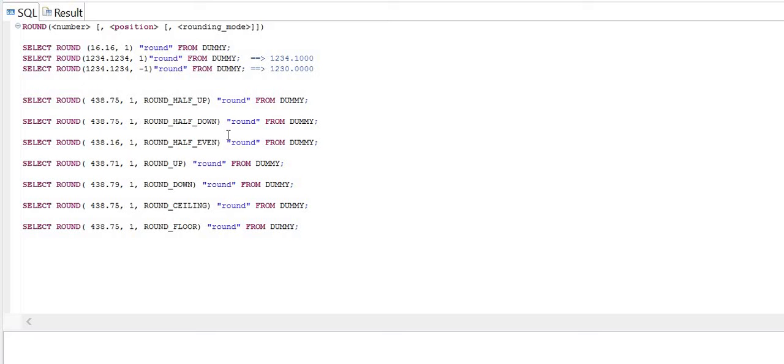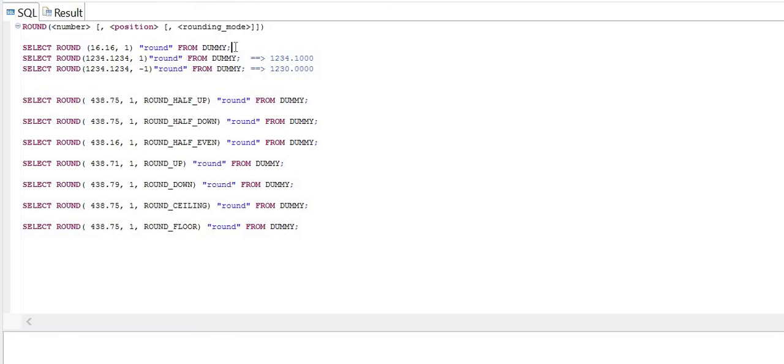So look, the round function is used to do the rounding after the decimal. Suppose you have a number, the argument, then you can put a position, and this can be plus or minus as well. Then the rounding mode, and the rounding modes are optional. If you want to use it, it can be used.